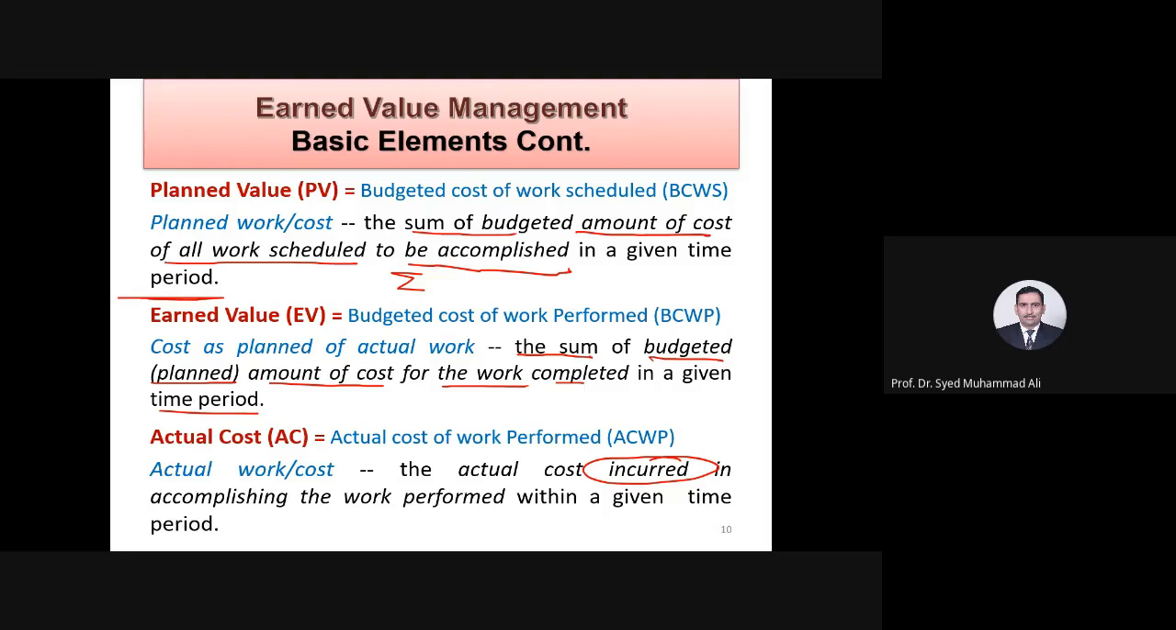अच्छा, एनीवेज आपने ठीक बता दिया. Incurred means something which has been spent, something which has been utilized, something which has been accrued, something which has been consumed. So it is telling you the actual cost incurred, जो आपके ऊपर खर्च हो चुकी है, जो लग चुकी है. The actual cost incurred in accomplishing the work performed within a given time period.